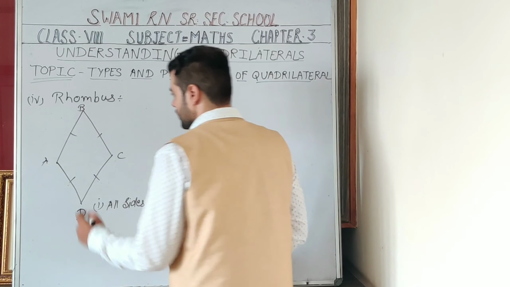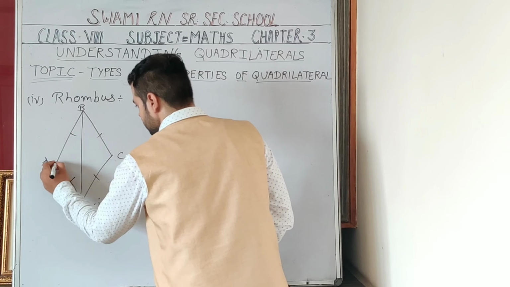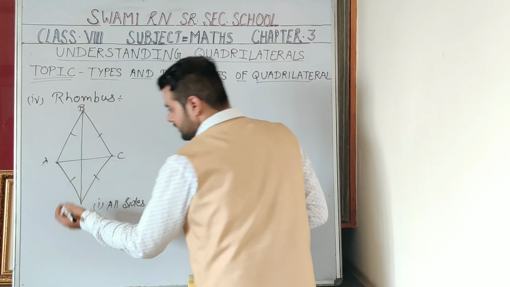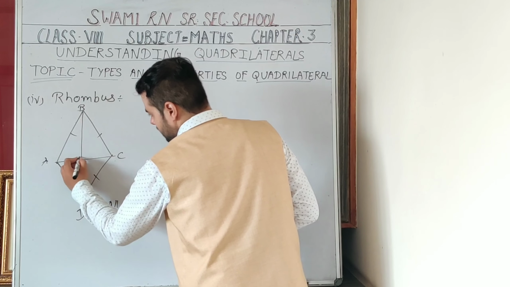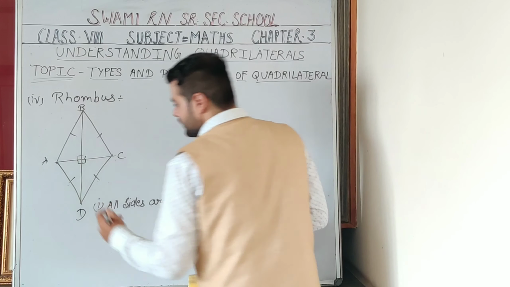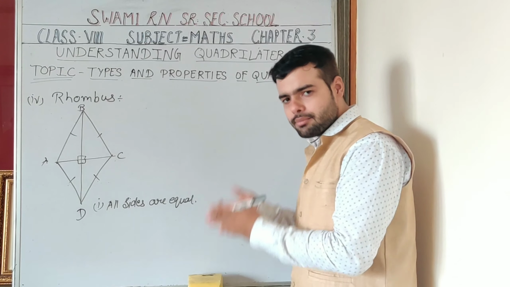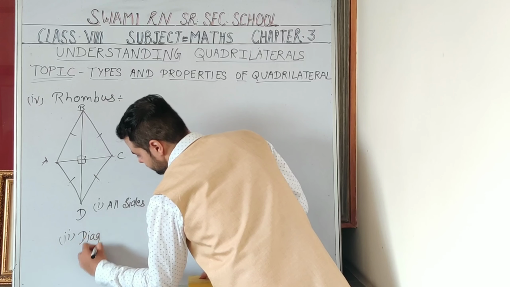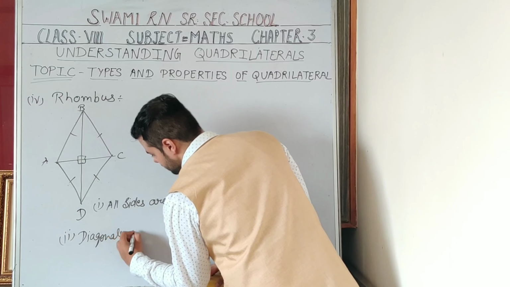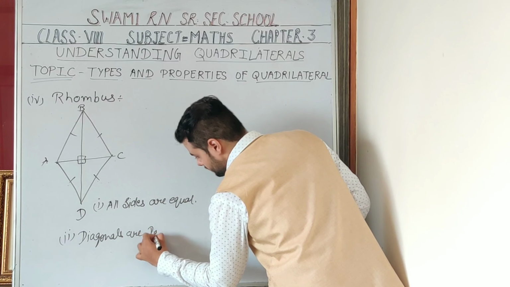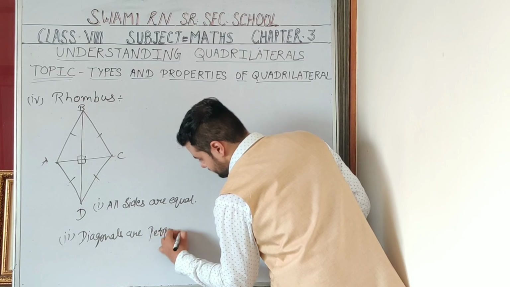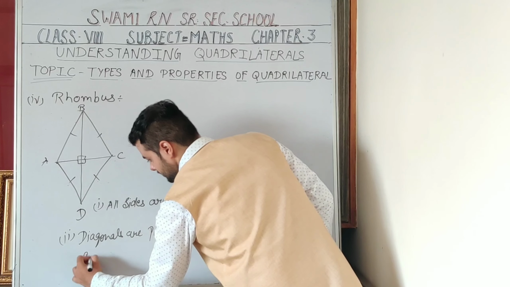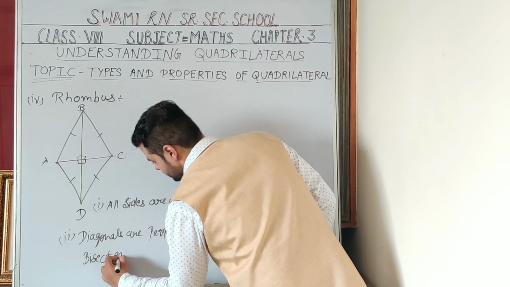Okay students, you can see the diagonals which I am drawing here. So, you can see very easily that these two diagonals are perpendicular bisectors of each other, and that is the second property which I am writing: diagonals are perpendicular and bisect each other.